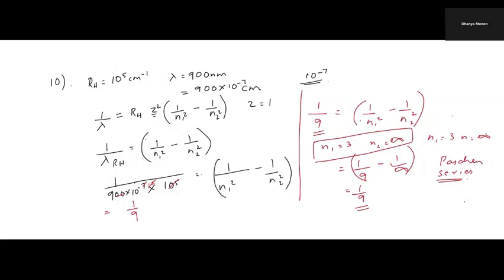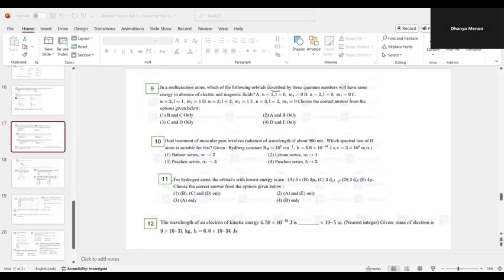Okay, so if you see the options over here, for trial and error method, you can use these values. Okay, so we get our answer is 3. Our answer is 3. Okay, now coming to 11th question.